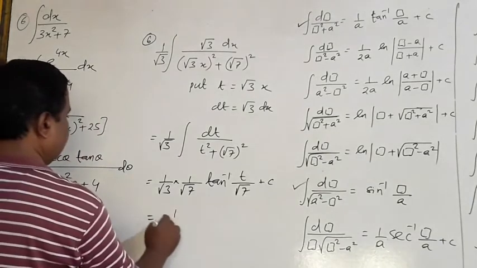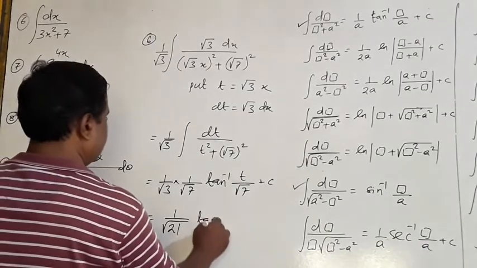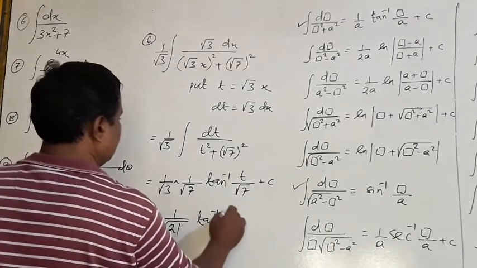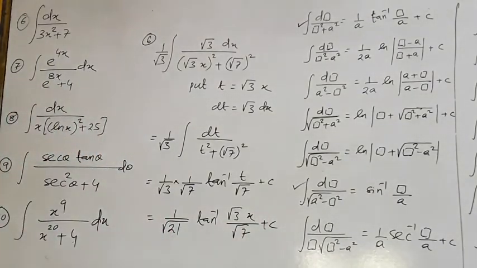It is 1 by root 21 tan inverse. What is t? Root 3x by root 7 plus c. Okay?